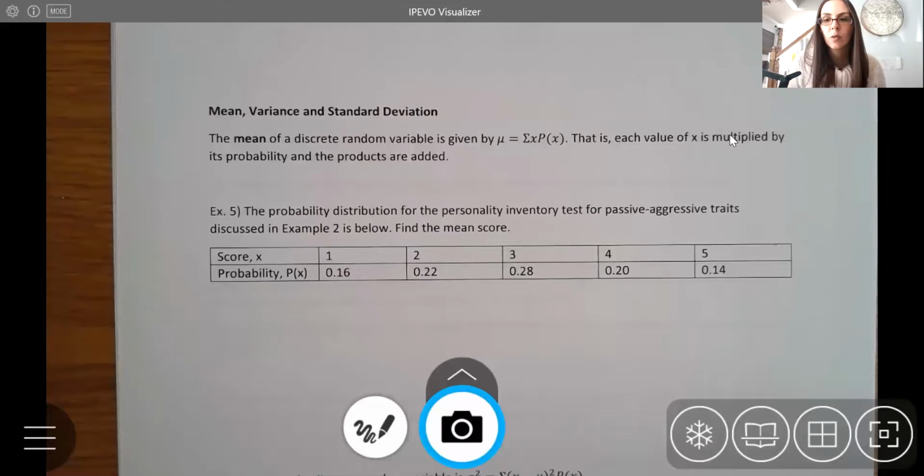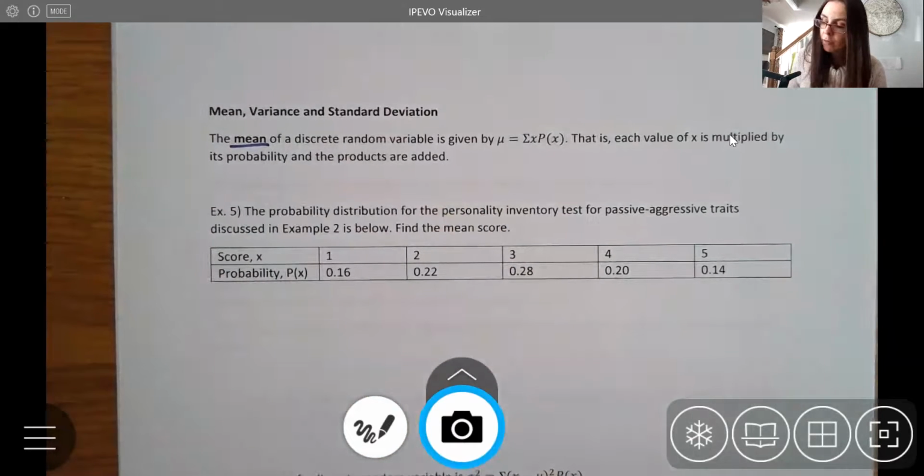Now that we know how to determine if tables are actually probability distributions, let's do some calculations with them. We're going to focus on the mean, the variance, and the standard deviation. So how do you find those using a probability distribution? You're going to see some similarities to what we've done before, but also some differences, because these are not just your standard data points. These are probability distributions, so they're a little bit different.